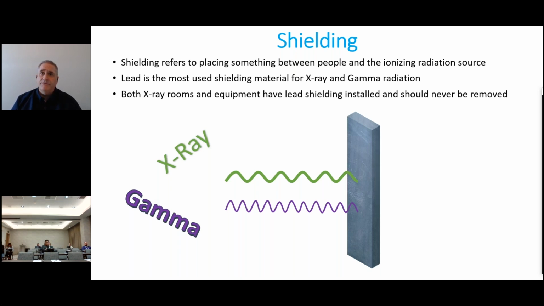Another use is that leaded glass is used in the syringe holders for some of the nuclear medicine radioisotopes that are injected, because the technologists need to be able to monitor how much medication or radioisotope they're giving. They need to be able to see the plunger movement. So they actually use leaded glass for those holders.